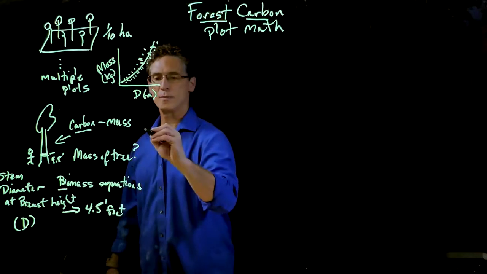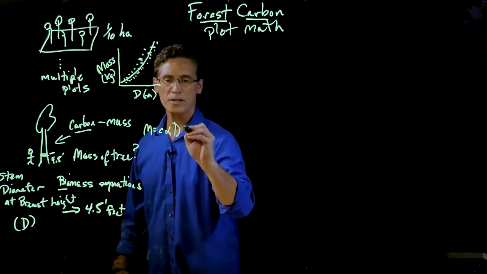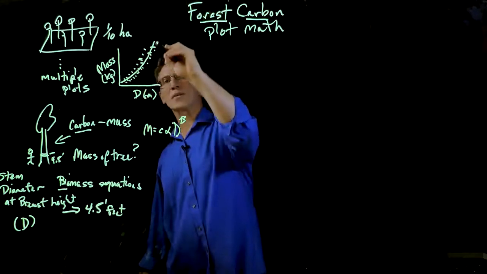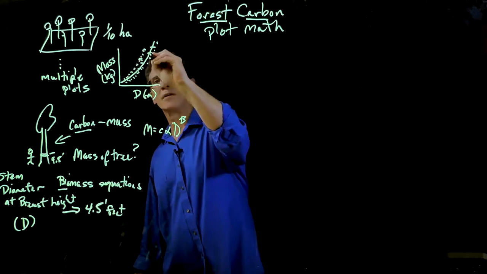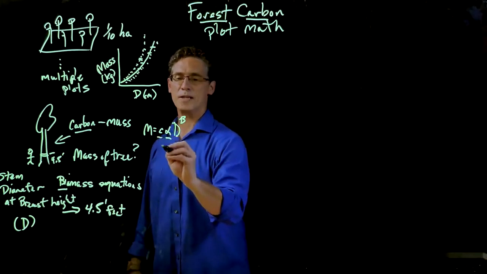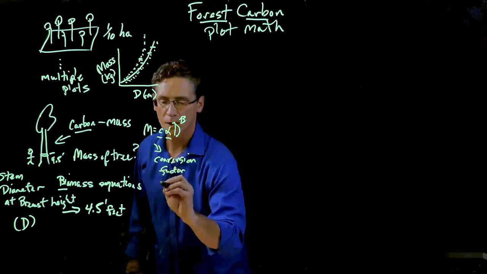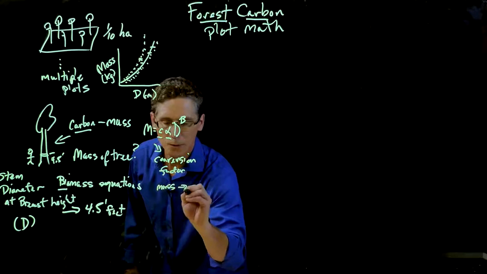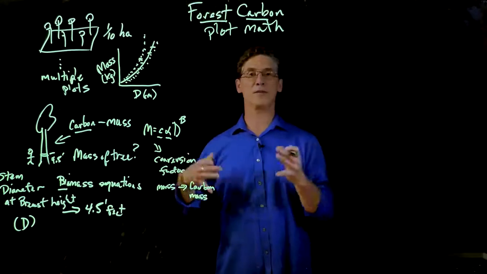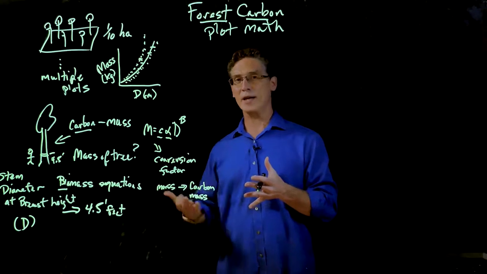And so we usually write this as mass equals C times the Greek letter alpha times D raised to some power, beta. So this power here tells us how steep this curve is, right? If beta is higher, the curve is steeper. It's a steeper exponential rise. This alpha is a scaling factor, and this C is a conversion factor that converts mass to carbon mass. We could think of that as the fraction of mass that's carbon. So remember, carbon's an element that has a certain weight. So if we think of all the mass, all the matter in a tree, some fraction of that is carbon.